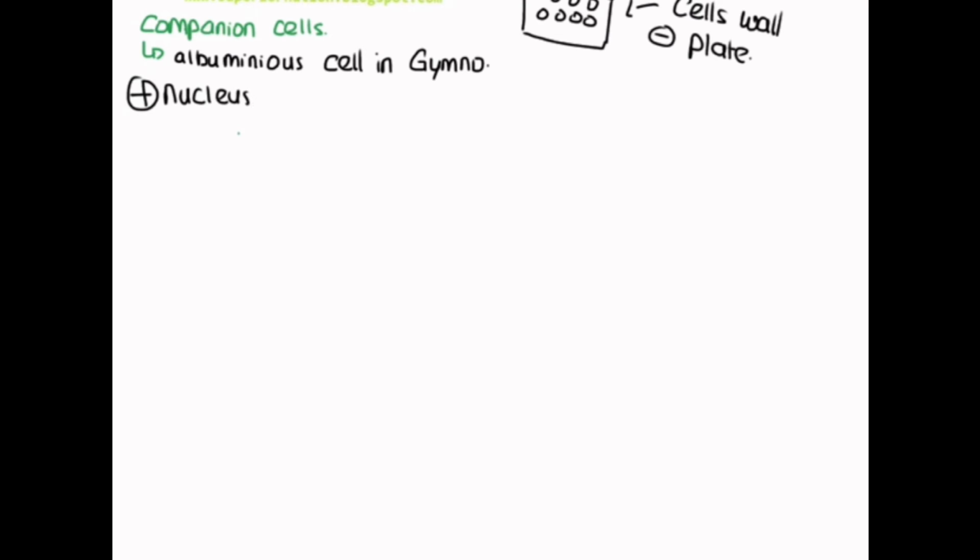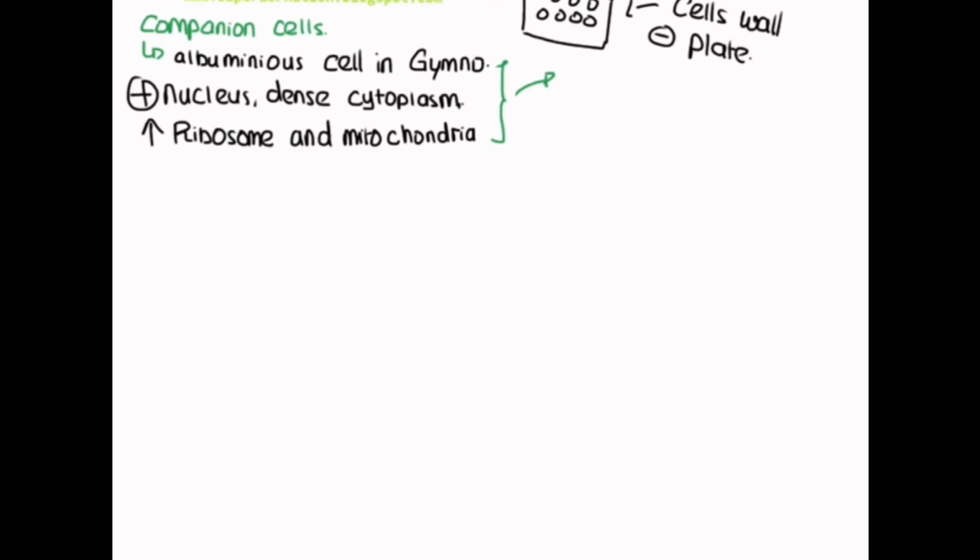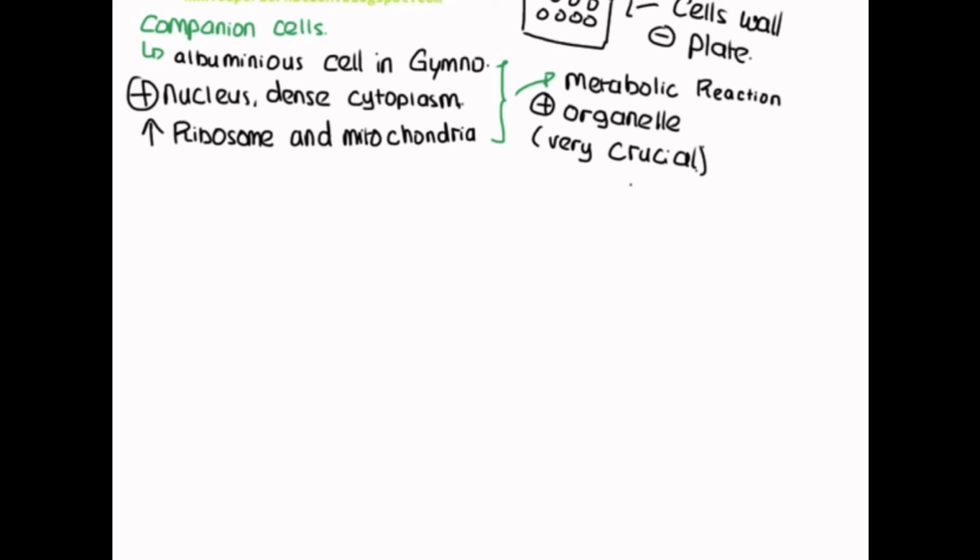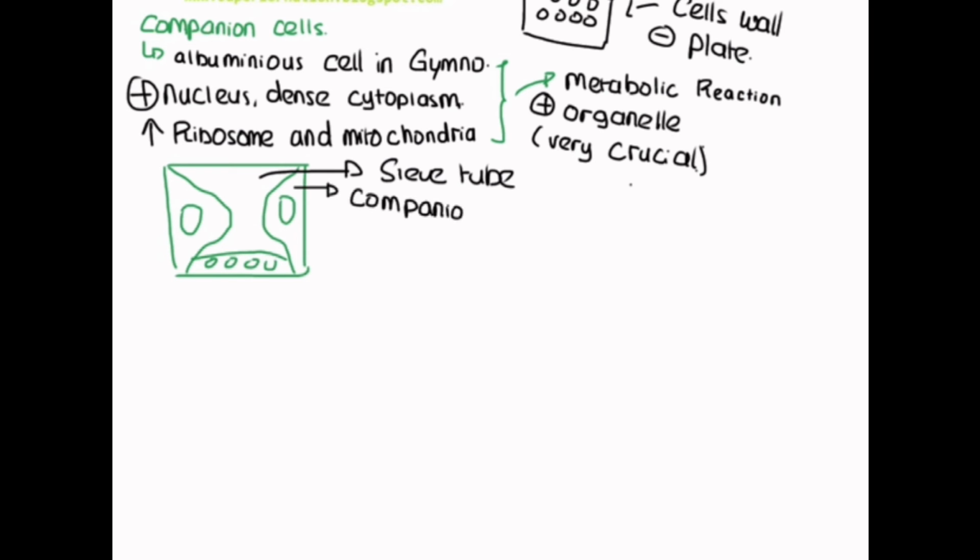Companion cells have a nucleus, are packed with dense cytoplasm, contain many ribosomes and many mitochondria. This means that the companion cells are able to undertake the metabolic reactions and other cellular functions which the sieve elements cannot perform as it lacks the appropriate organelles. The sieve elements are therefore dependent upon the companion cells for their functioning and survival.